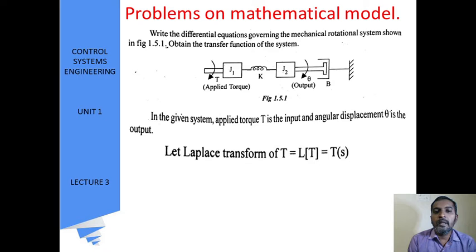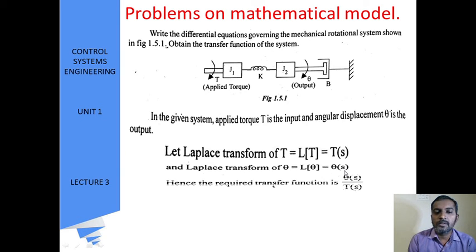So let the Laplace transform of T, L of T, equal T of S, and the Laplace transform of theta, L of theta, equal theta of S. Hence the required transfer function is theta of S by T of S, that is the output to input ratio.